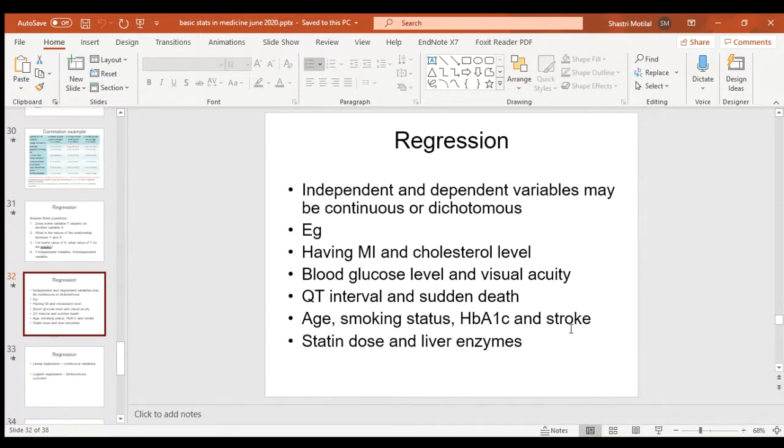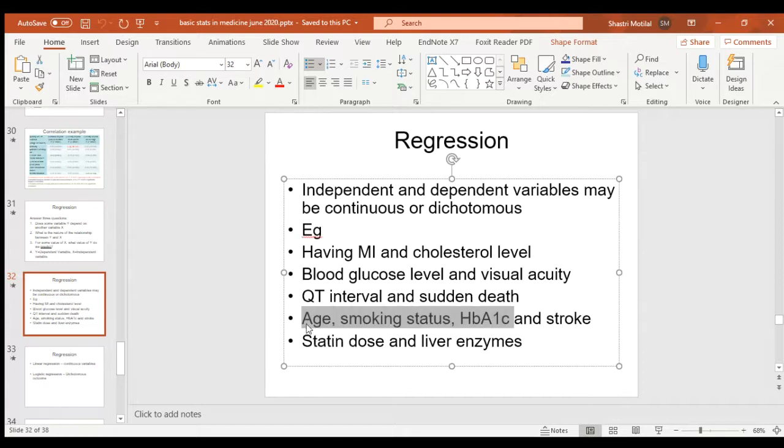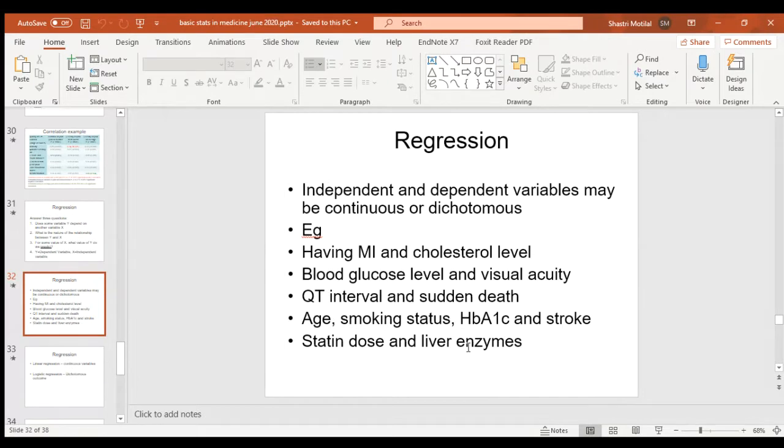Age, smoking, HbA1c, and stroke. This might seem confusing, but here in this case, stroke is the outcome. Stroke is the dependent variable, and all the rest are the independent variables or the risk factors. Statin dose and liver enzymes: you all may know when we give people statins, it might raise their AST and ALT. In this case, liver enzymes is the outcome or the dependent variable, and statin dose is the risk factor, the independent variable. Right, so those are just examples of how we could use regression and what could be the outcome and what would be the predictor.